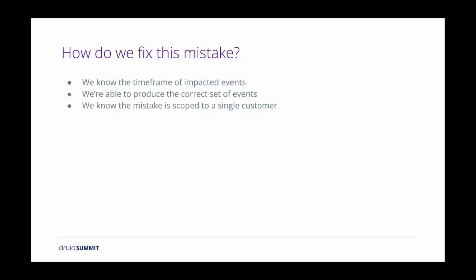So how do we correct this mistake? We have a few things going for us. We know the time frame of the rollout, so we can say, for example, that only events emitted on October 30th, 2023 were affected. We can produce the correct set of events using the old pipeline. And lastly, we only rolled out the change to a single customer, so we know no other customers were affected.